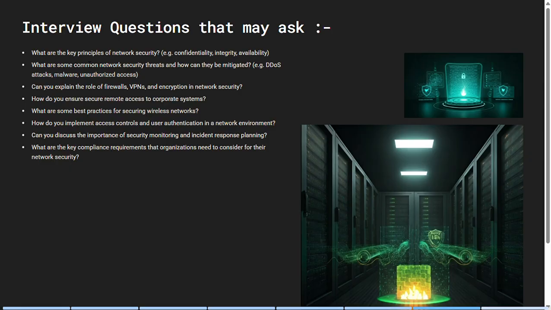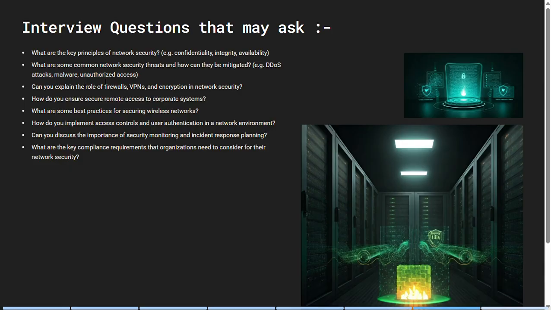Next question can be asked, what are some key network security threats and how can they be mitigated? DDoS attacks overwhelm systems with traffic. Mitigation, rate limiting, firewalls, DDoS protection services. Next is malware. Means viruses, worms and trojans infect systems and steal or corrupt data. Mitigation, antivirus, regular updates, sandboxing, etc.